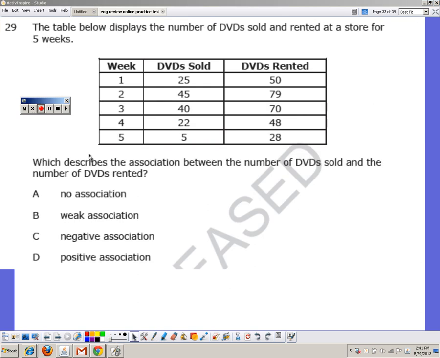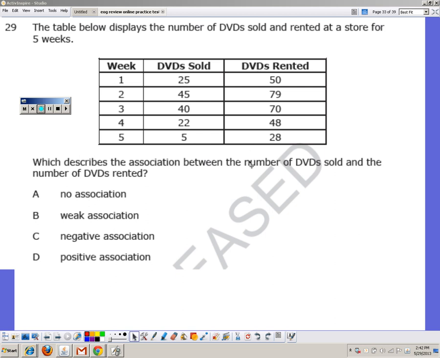For this problem, you need to look at the trend between the number of DVDs sold and the number of DVDs rented. As you can see, when 25 was sold, 50 was rented. The next week, the number sold went up, but so did the number rented. Third week, it went down a little bit for sold. It also went down a little bit for rented. Week 4, it went down to 22 for sold. It went way down to 48 for rented. And when it went down to 5 for sold, it went down to 28.